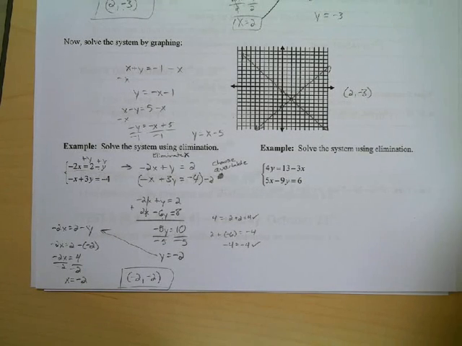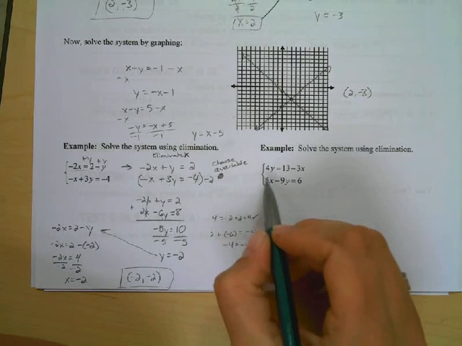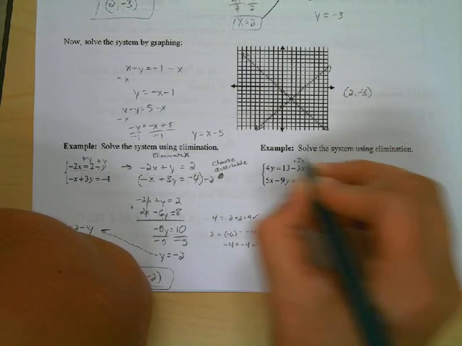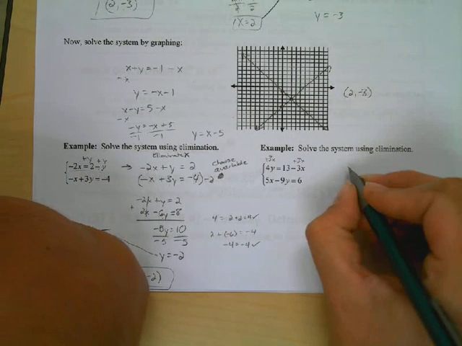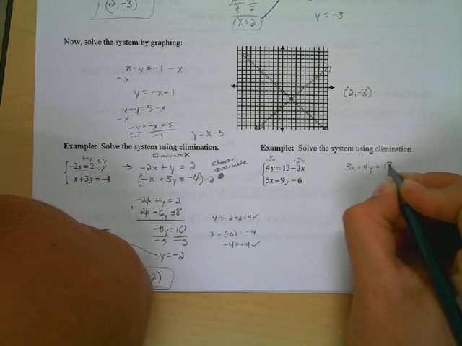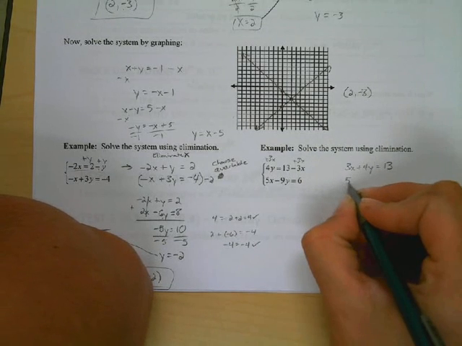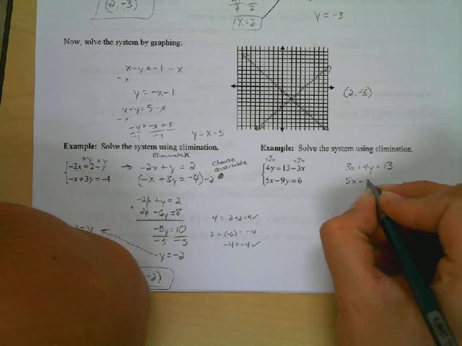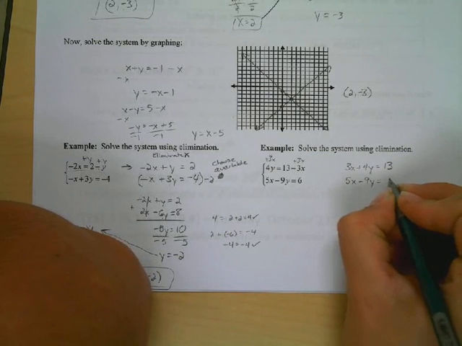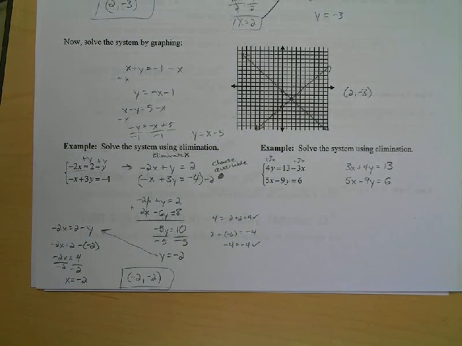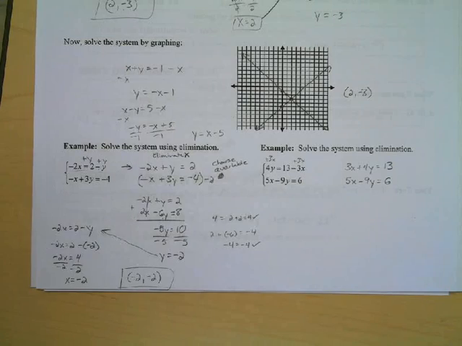Okay? Solve the system using elimination. Here we go. It has to be in ax plus by form first. So we're going to add 3x to both sides. So I've got 3x plus 4y is equal to 13. This one's already in the right form, so I'm just going to write it down again: 5x minus 9y is equal to 6. So 3x plus 4y is equal to 13, and 5x minus 9y is equal to 6.